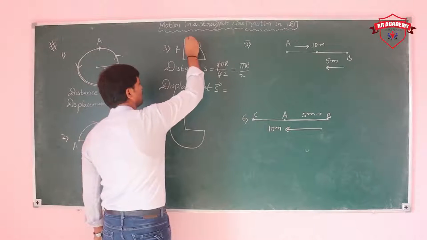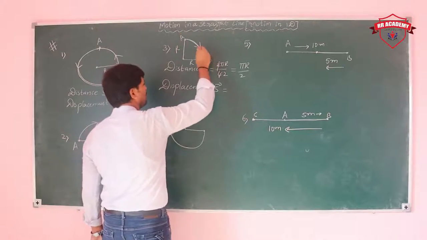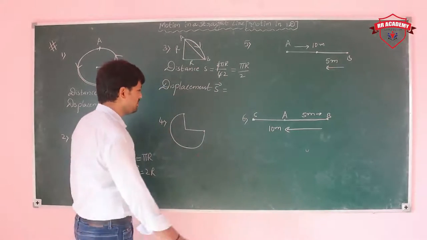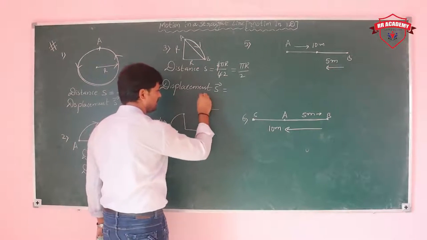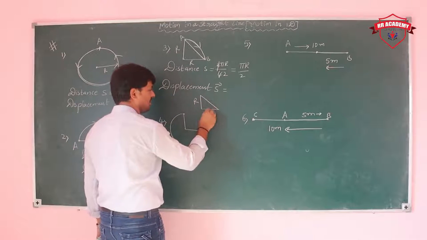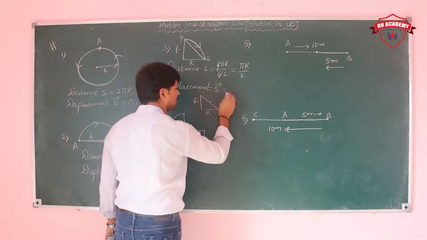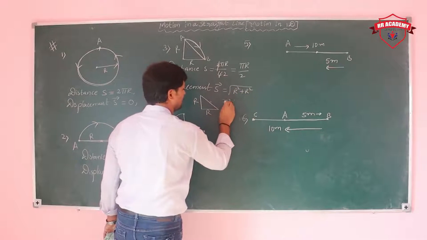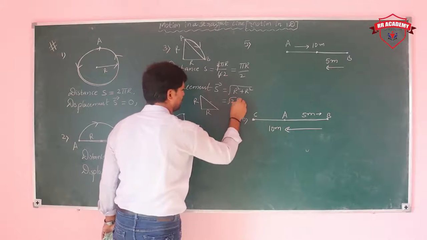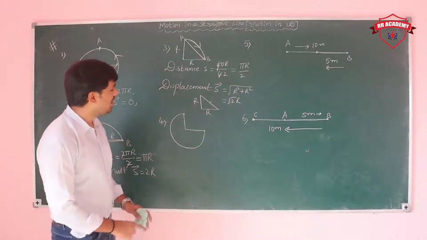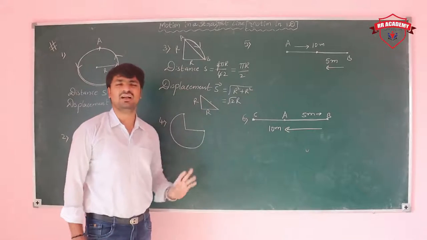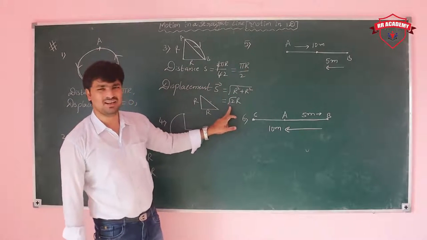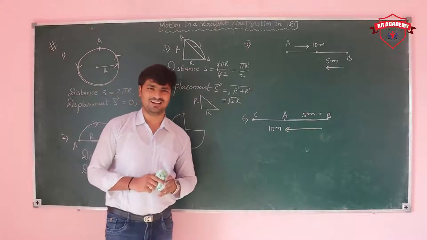This is the initial position. Now consider the final position. This is the shortcut. That means you need to apply the Pythagoras theorem. R, R, under root R square plus R square. The value simply goes to root 2 R. Distance is pi R by 2, and displacement is root 2 into R.